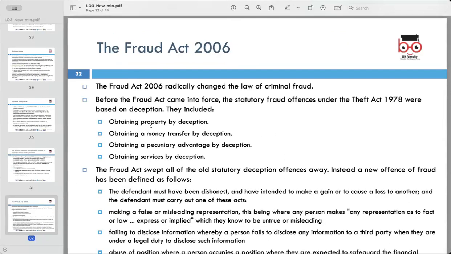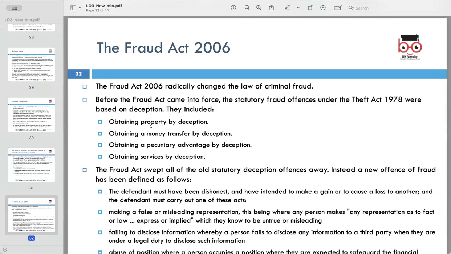The Fraud Act 2006, which we just discussed above, represents a significant shift in the legal landscape concerning criminal fraud. Prior to its enactment, statutory fraud offenses were based on deception under the Theft Act 1978. So the Fraud Act replaced these provisions with a broader offense of fraud, which requires dishonesty and intention to make a gain or cause a loss to another party.